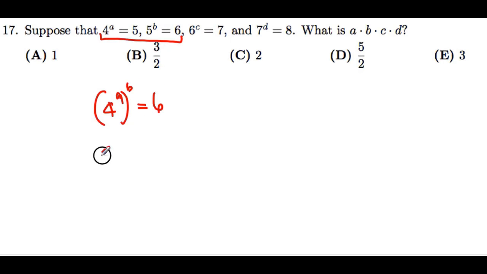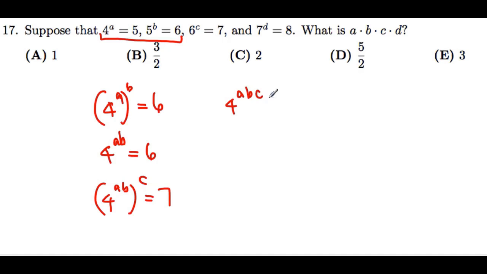In other words, this one tells us that 4 to the AB must be equal to 6. Similarly, in place of 6, I can put 4 to the AB power. Then we get 4 to the AB power to the C power, because that's what 6 was, is equal to 7. That means 4 to the ABC must be equal to 7. Next one, but 7 is in fact D here, so we can use the substitution one more time. Then we get 4 to the ABCD must be equal to 8.